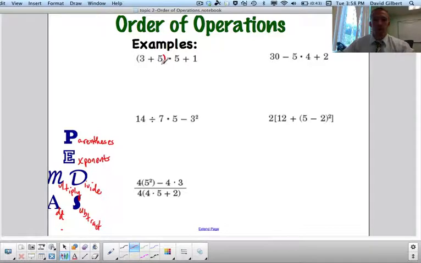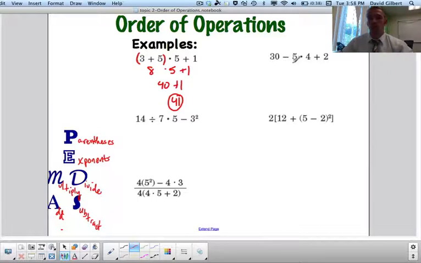So here we have parentheses, we're going to do these first. Gives us 8, and each time I do some evaluation, I add or subtract or multiply some numbers, I rewrite everything that I didn't do anything with so I don't lose track of anything that I've done. Alright, you should do that as well. So 3 plus 5 is 8, and then times 5 plus 1. Now we do multiplication before we add, so we have 40 plus 1, and 40 plus 1 is 41.